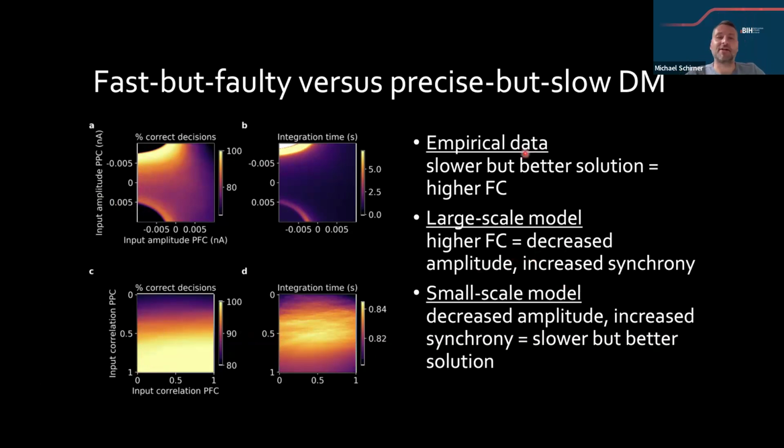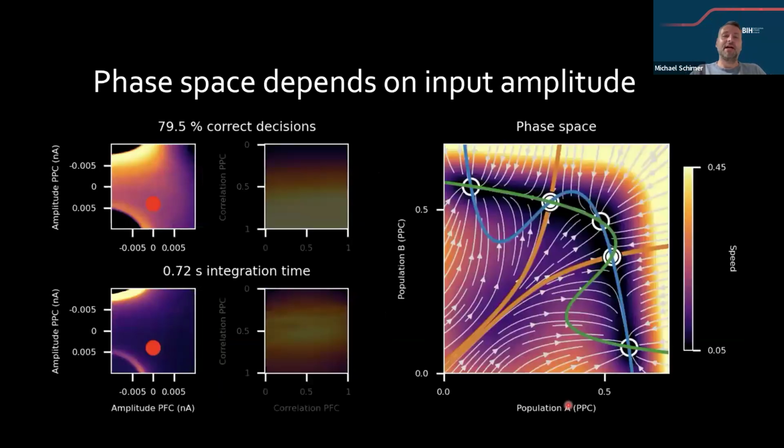In the empirical data, we have seen that slower subjects found the better solution and they had a higher functional connectivity. In the large-scale model, we have found that a higher functional connectivity comes along with a decreased amplitude and an increased synchrony. And now in the small-scale decision-making and working memory circuit, we have seen that a decreased amplitude and increased synchrony leads to slower but better solutions. So here we have now the explanation, and we can now also study it with so-called phase-space models.